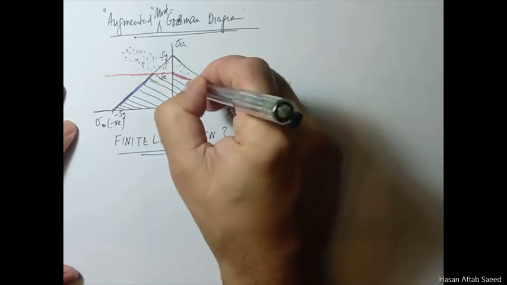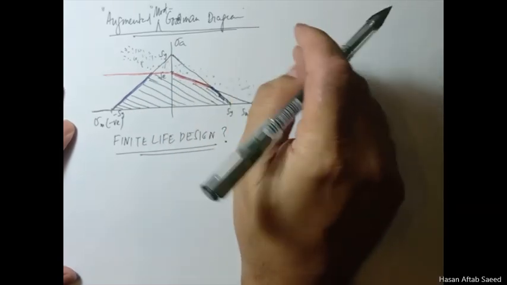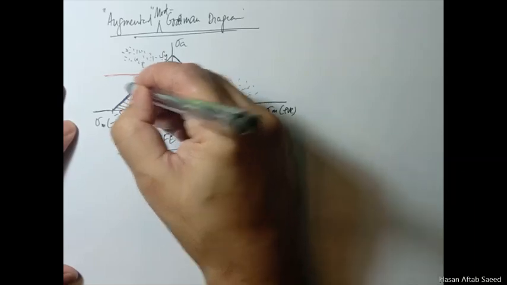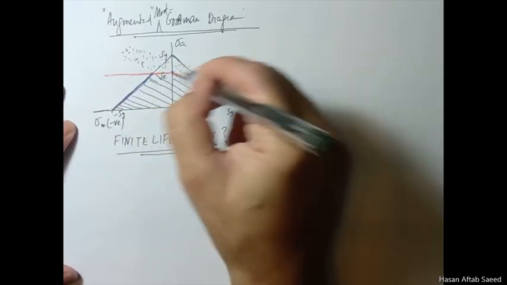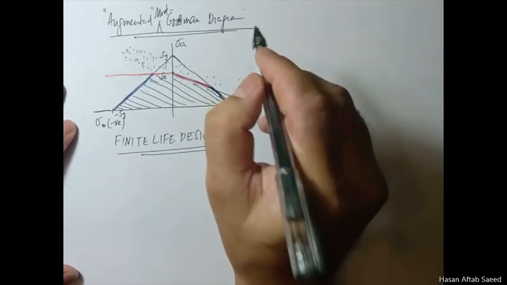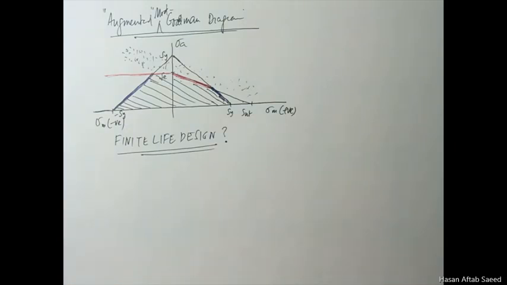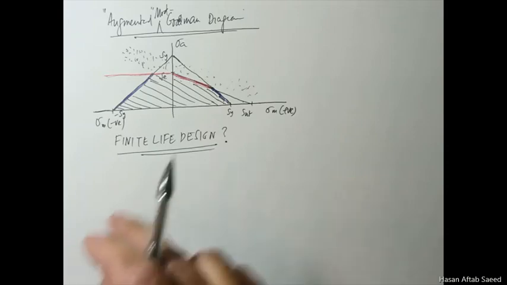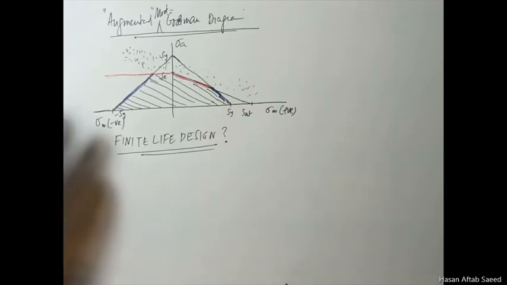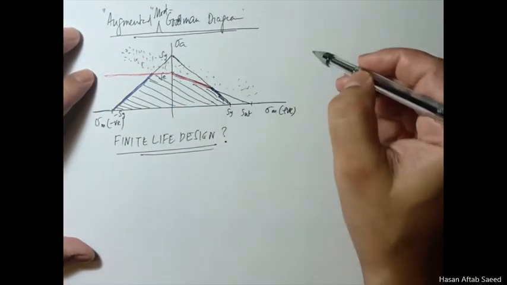So no point should lie above this red line. And similarly, no point should lie outside this blue region also, because yielding will have taken place. But what if your concern was not of infinite life but for finite life? Well, if you understood this part, then that is very easy, because if you consider this situation, how did we construct this diagram?